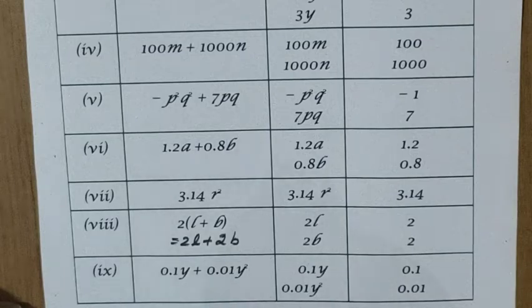0.1y plus 0.01y square. No constant here also. So 0.1y is the first term, and 0.01y square is the second term. Now coefficients, tell me: 0.1 and 0.01.